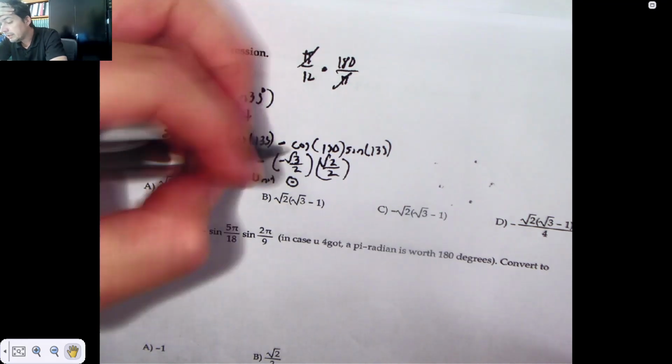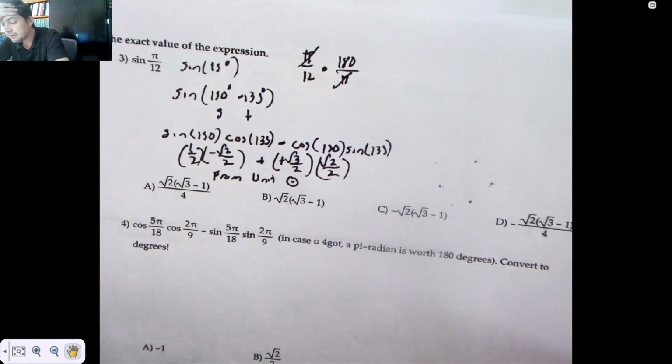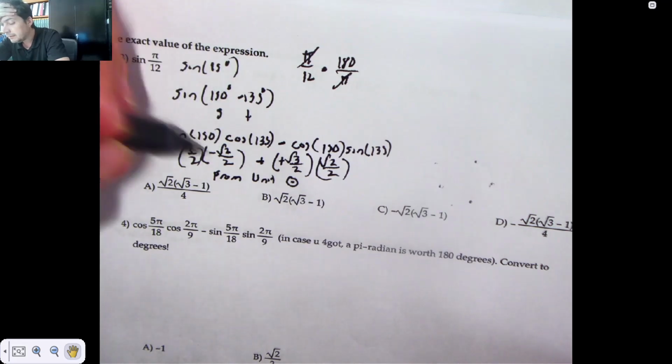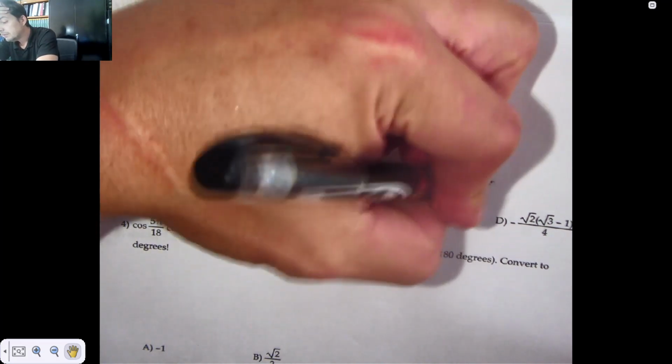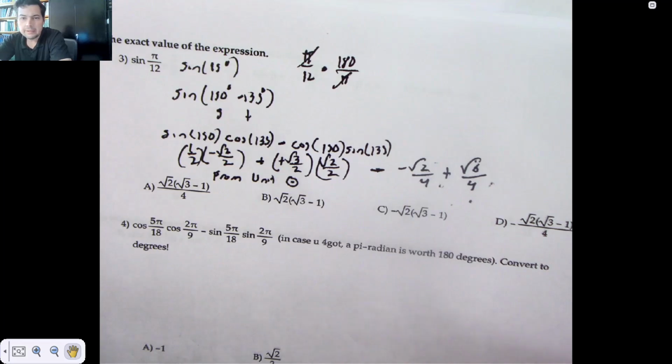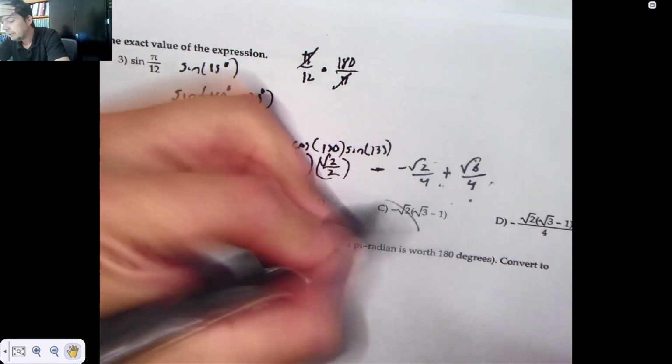Let's see here. We're going to have a negative times a negative, so that's going to be positives. We're going to have some plussing here. This will become negative root 2 over 4 plus root 6 over 4. That doesn't look anything like the answer choices, except it's not that one, not that one.